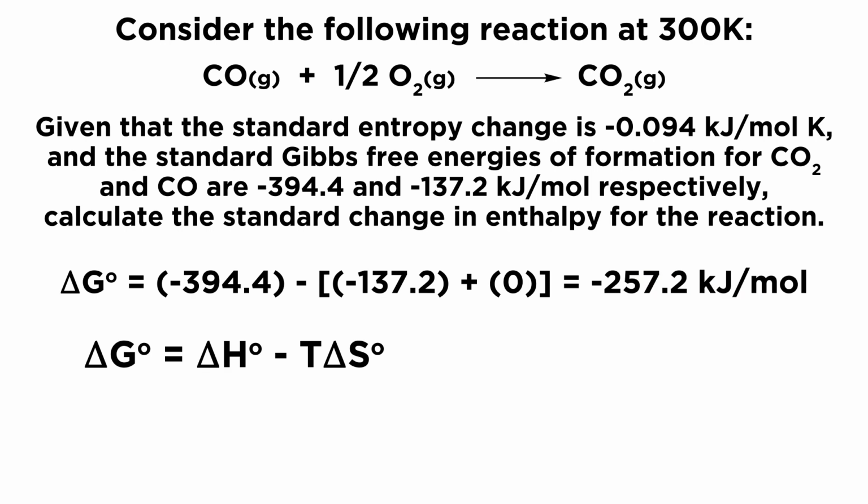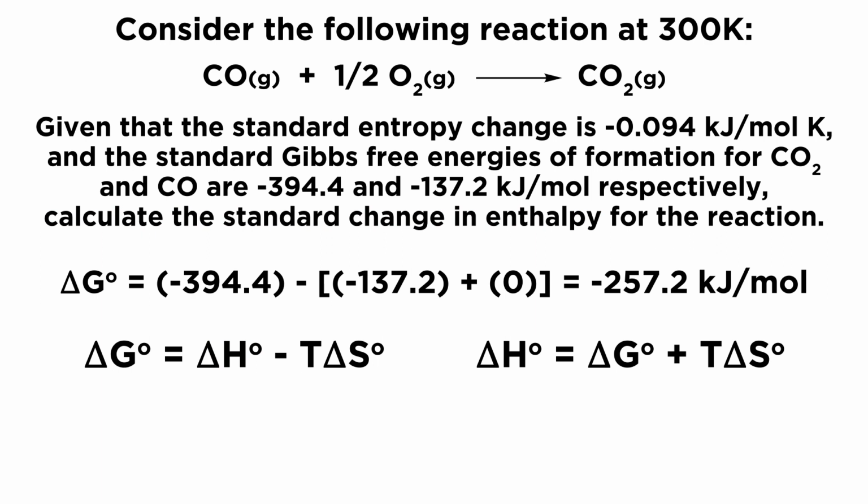Now, how do all of these values relate? We know that delta G equals delta H minus T delta S, where delta G is the change in Gibbs free energy, delta H is the change in enthalpy, delta S is the change in entropy, and T is the temperature. So we actually have all of this information except for the delta H that we're looking for. We want delta H, that's the standard change in enthalpy. So let's go ahead and solve for delta H.